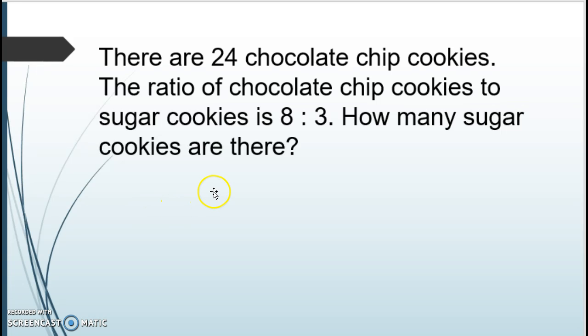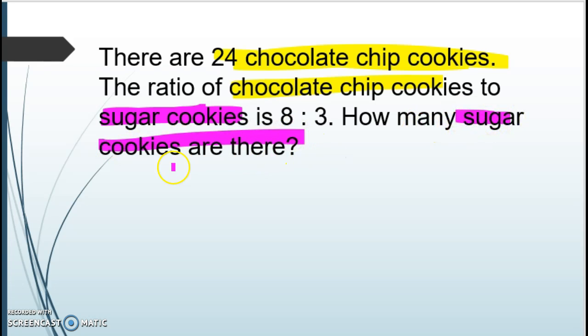All right, here is our next example. There are 24 chocolate chip cookies. The ratio of chocolate chip cookies to sugar cookies is 8 to 3. How many sugar cookies are there? So I'm going to take my colors here. We have 24 chocolate chip cookies. We have sugar cookies. Chocolate chip again. Trying to figure out how many sugar cookies there are going to be. Now take a minute, write this whole entire situation down, because then we're going to talk about how we solve for our answer here.